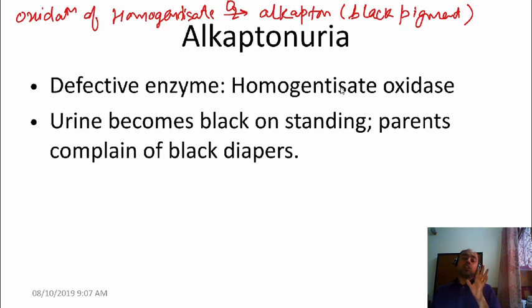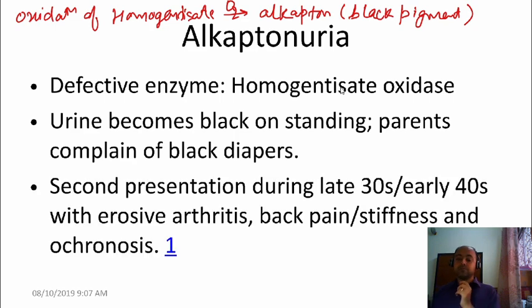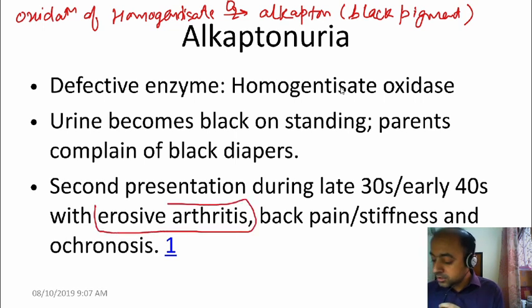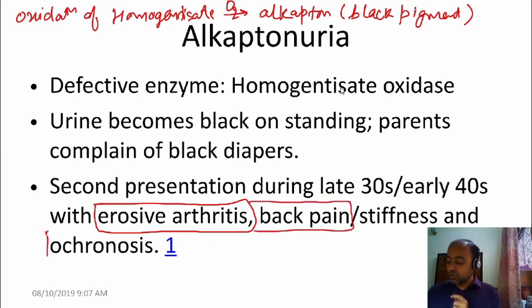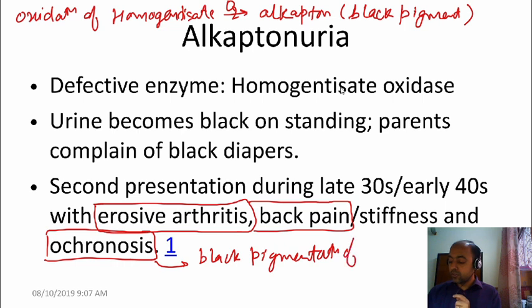Besides this, there are no other signs and symptoms in the children right in the second decade, right up to the third decade. By the end of the third decade, they start presenting with another set of symptoms, and that is threefold. The erosive arthritis, which normally occurs in the 60s and 70s, the back pain due to fibrosis of the back, and ochronosis. Ochronosis is the black pigmentation of the skin and cartilage.